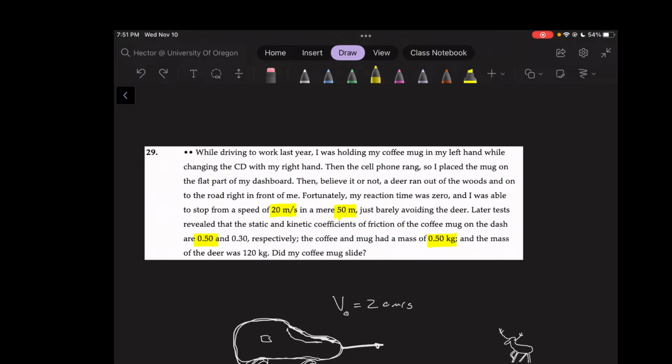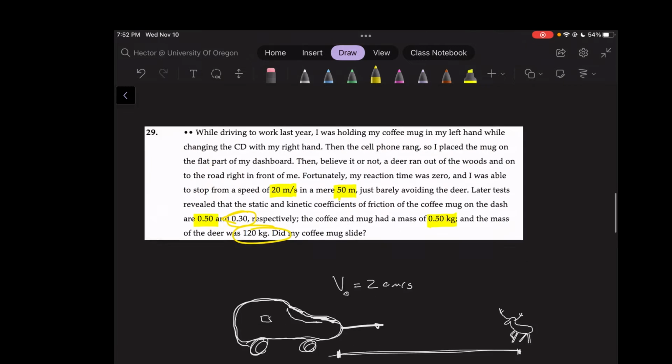Right off the bat, some key things that you need to realize are that we don't care what the static coefficient is, and we don't care how much the deer weighs. It never hits the deer, so the deer is not involved, and if it slides, we won't ever have to calculate how far it slides. We just want to know, does the force of the brake on the coffee mug exceed our friction max? That's really how we're going to do this. We're going to use a lot of Newton's second law to set this up.